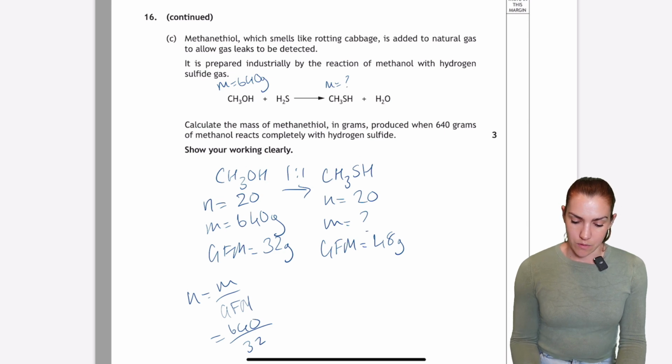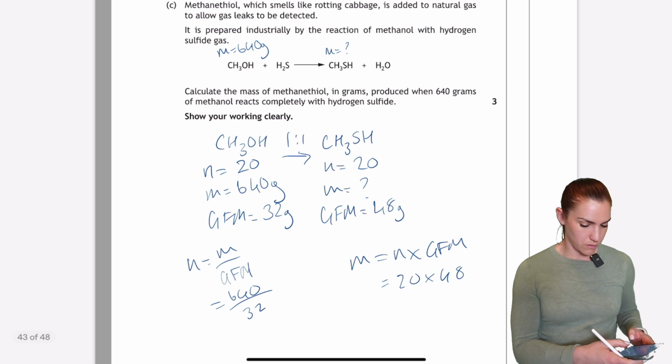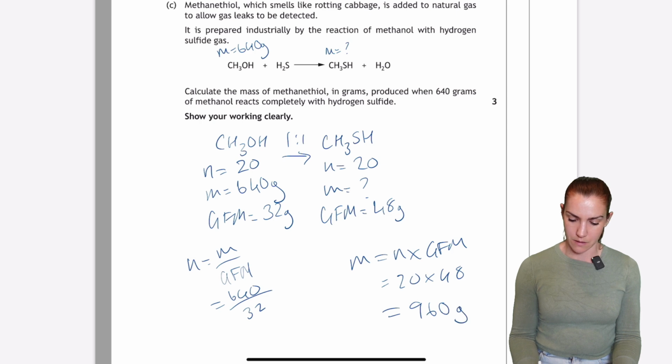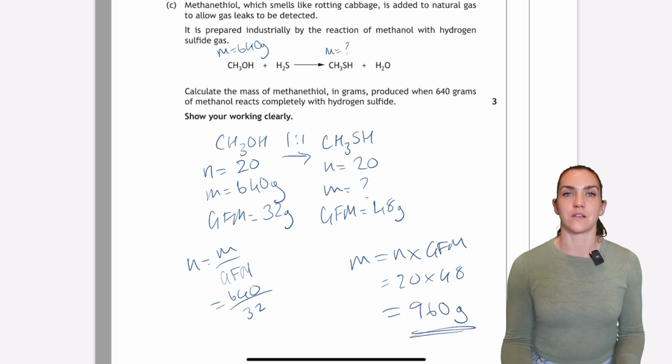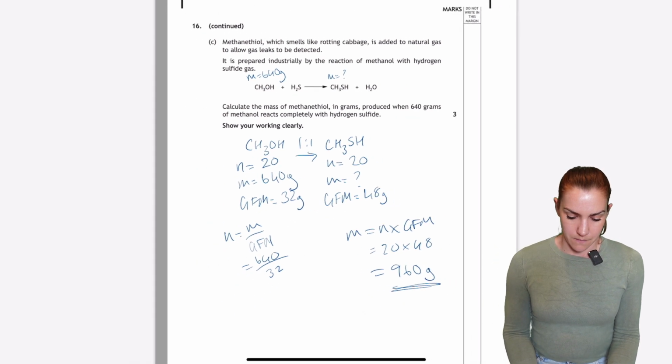And now we've got the number of moles, we can work out the mass, because m is n times GFM. So that'd be 20 times 48, so that would be 960, and that'll be in grams. And again, it tells you calculate the mass in grams, so just make sure you put the correct unit if you're going to put it.